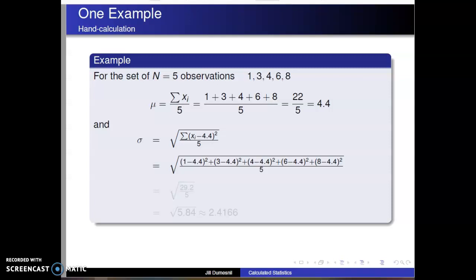The arithmetic produces a big square root of 29.2 divided by 5. This is equal to the square root of 5.84, which is approximately 2.4166. Remember, this example is for illustration only. We'll use technology shortly to compute these values directly from the observed data.